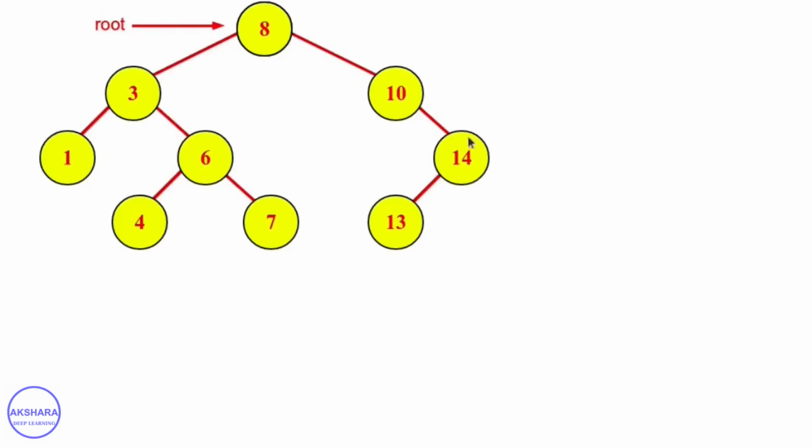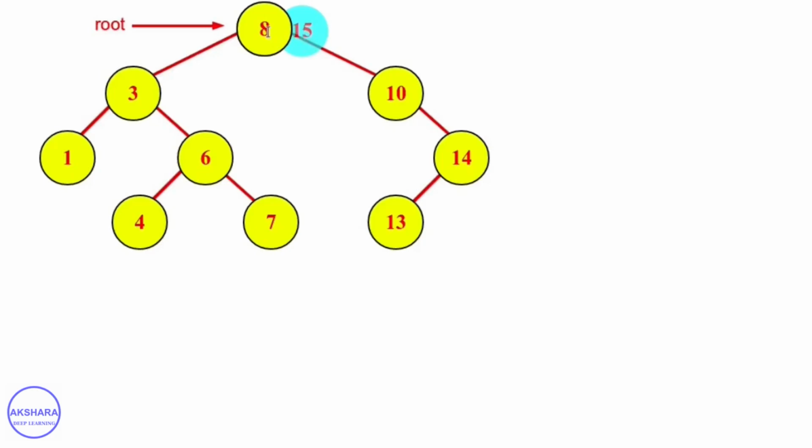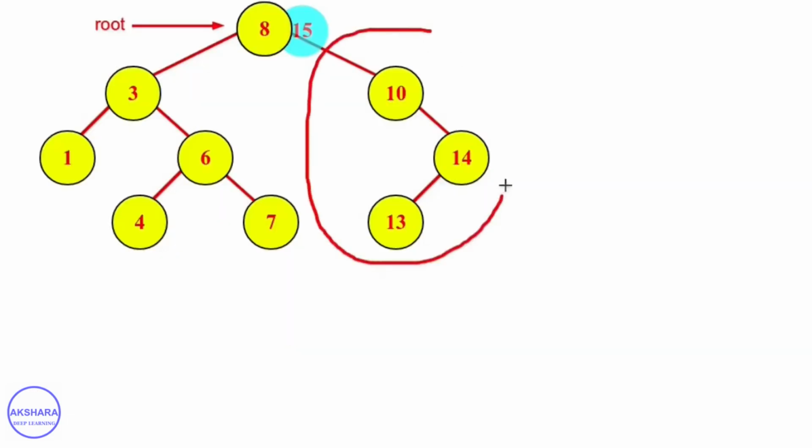Let's consider this tree. Here 8 is the root, and we want to search whether 15 is there within this tree or not. This 8 will be passed as root and the key is 15. Here root 8 is not null, and root key 8 is not equal to 15. Here this key is greater than root key 8. Again, the search procedure will be called on the right subtree. So this is the right subtree.